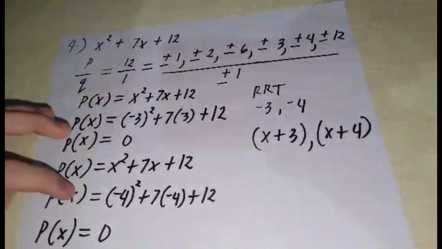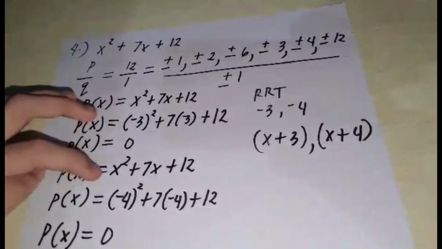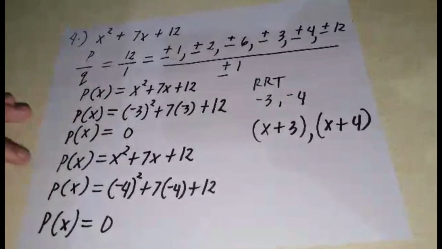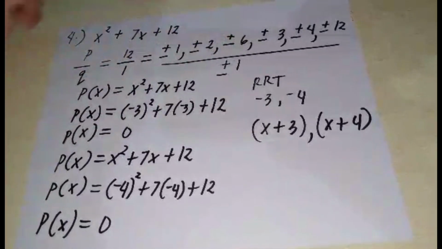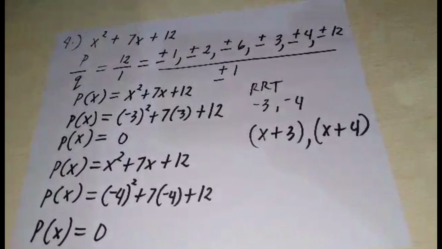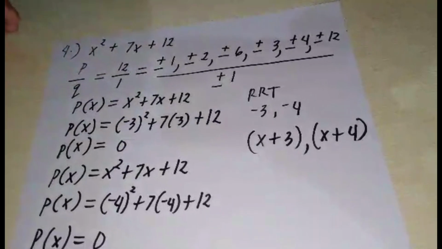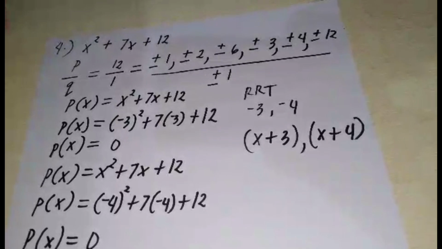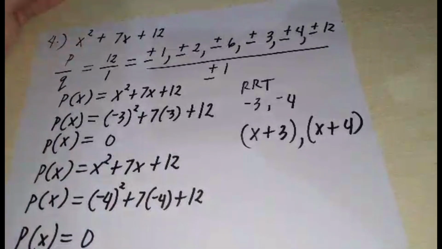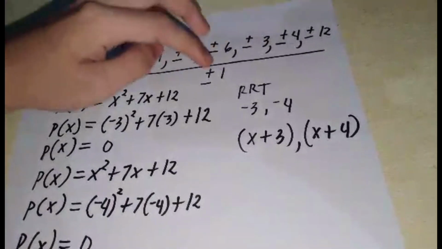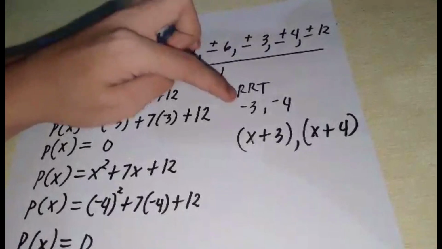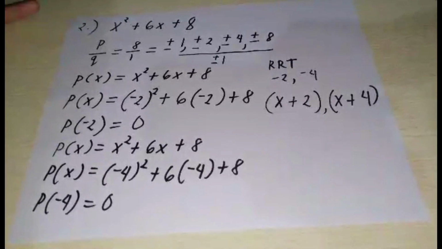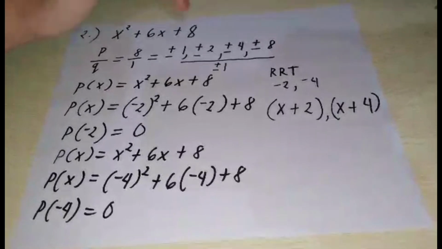For the second real root, it's negative 4, and the answer will be 0. So therefore, our problem has the real roots of negative 3 and negative 4, and the factors are x plus 3 and x plus 4. You just need to change the sign of the two real roots.